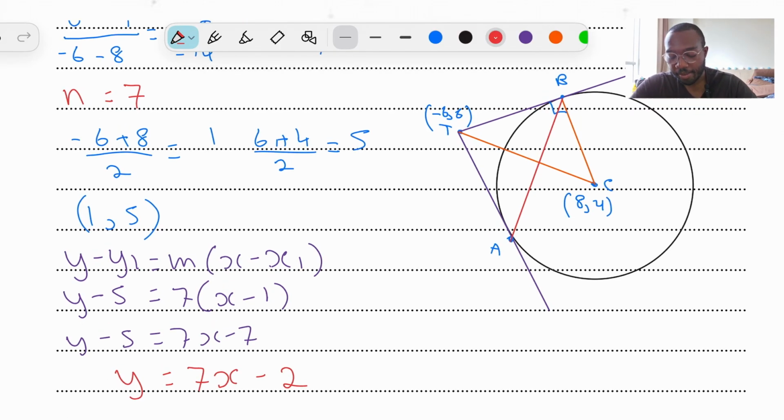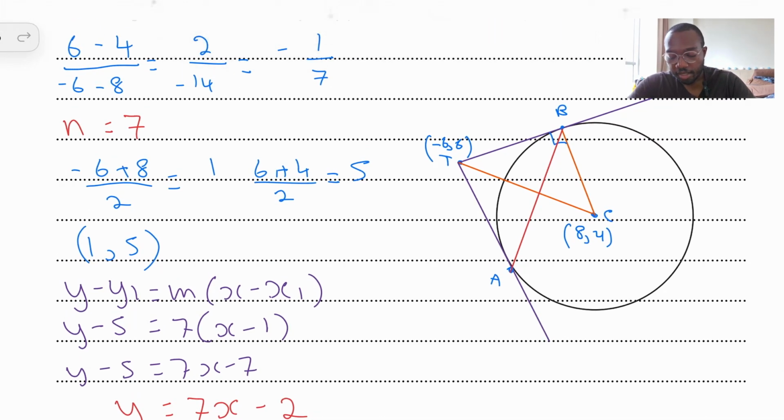So just remember that it's not drawn to scale, but this point here is actually the midpoint of CT. So you can just work that out, and that will give you your xy coordinates, and then you can use the gradient to work out the equation of that straight line.